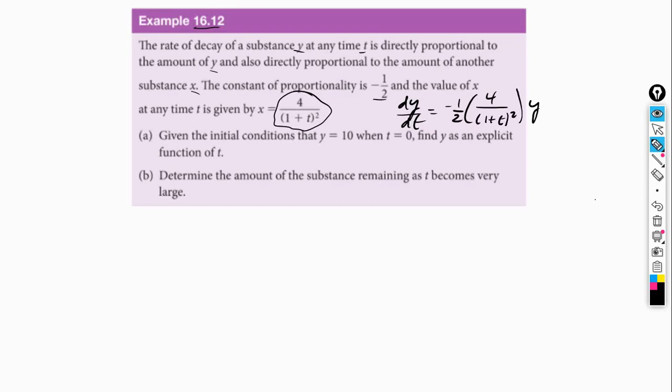Part A, given the initial condition that Y equals 10 when t equals 0, find Y as an explicit function of t. And part B, determine the amount of the substance remaining as t becomes very large. So in order to solve part B, we need to solve part A first. So we said that the rate of change of Y with respect to time is equal to minus 1/2 times 4 over 1 plus t squared, and this times Y.